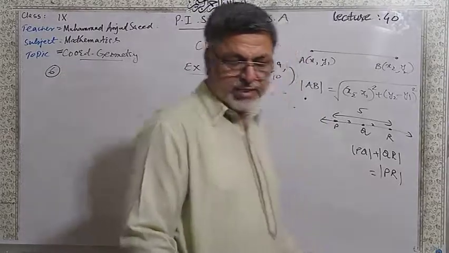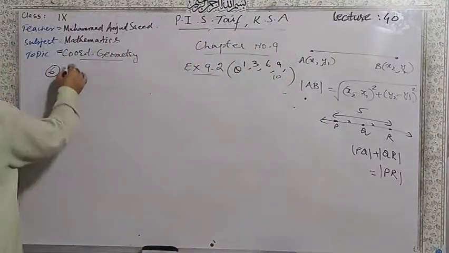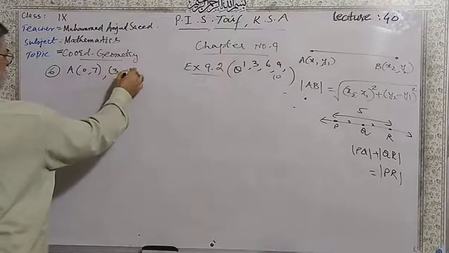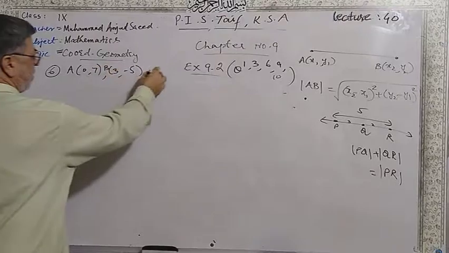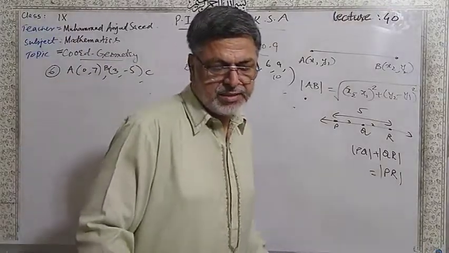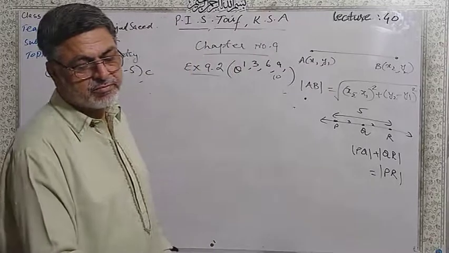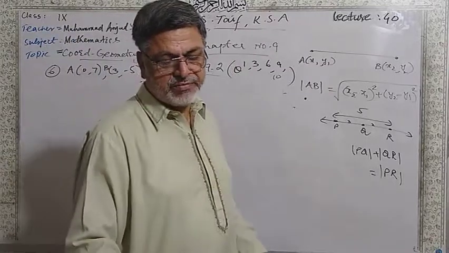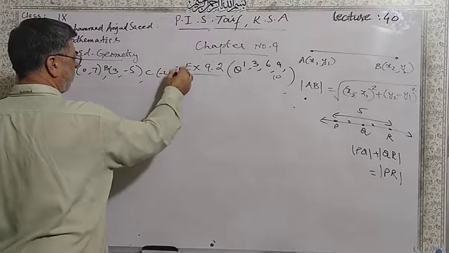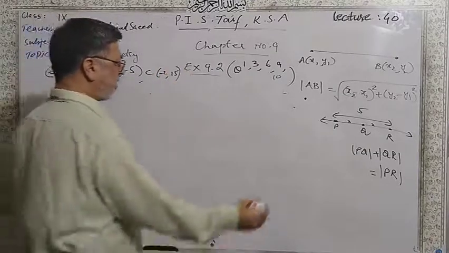The points are A (0, 7), B (3, -5), and C (-2, 15). I told you to draw the rough sketch.